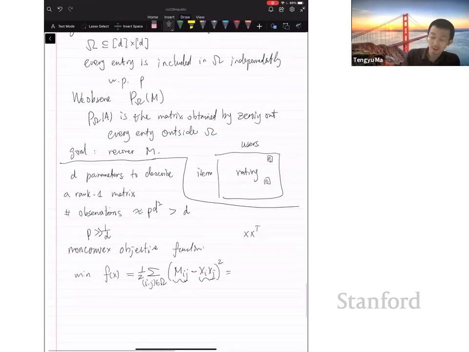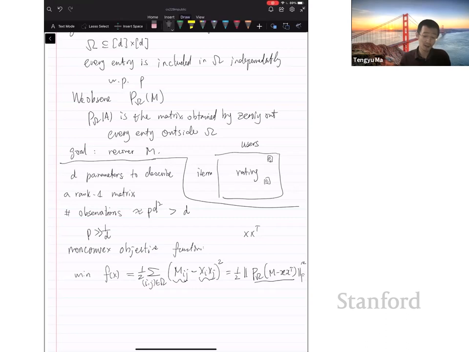And just for future notational easiness, you can write this as the norm of P_omega of (M minus x x transpose), right? Because you look at the error matrix, and then you zero out all of those entries that you don't know. Outside omega, you have no information, so you zero those out, and you take the sum of squares of the rest of the entries. So that's another way to write this function.